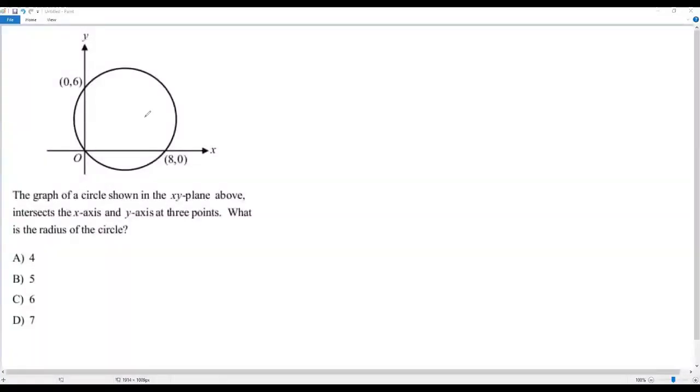Here we have a SAT math problem. Okay, let's go over the question. The graph of a circle shown in the xy plane above intersects the x-axis and y-axis at 3 points. What is the radius of the circle?